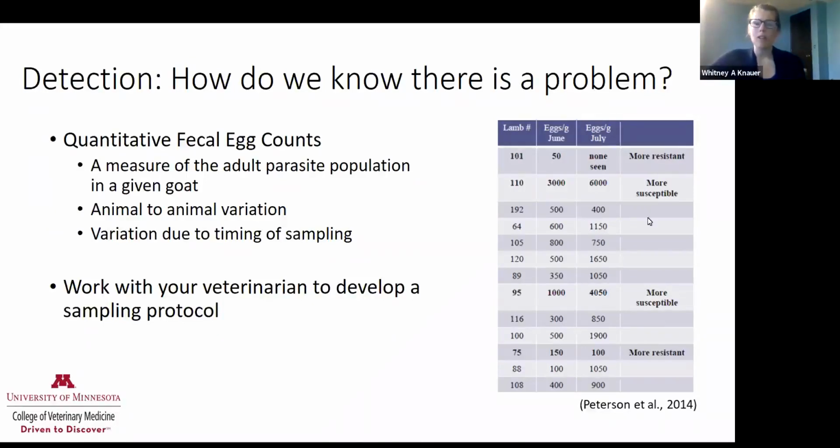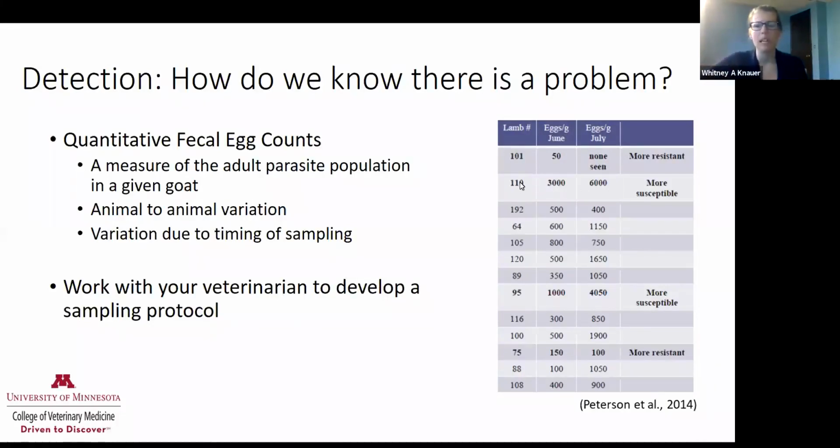And then this little graphic on the right here is just demonstrating the potential value of taking fecal egg counts throughout the year, because that can tell you some things too. This is a flock that wasn't deworming, and they're just trying to see what those fecal egg counts are doing over time. You can see in the second column we have eggs per gram in June, and then eggs per gram in July. And some animals, the eggs per gram is going way up.